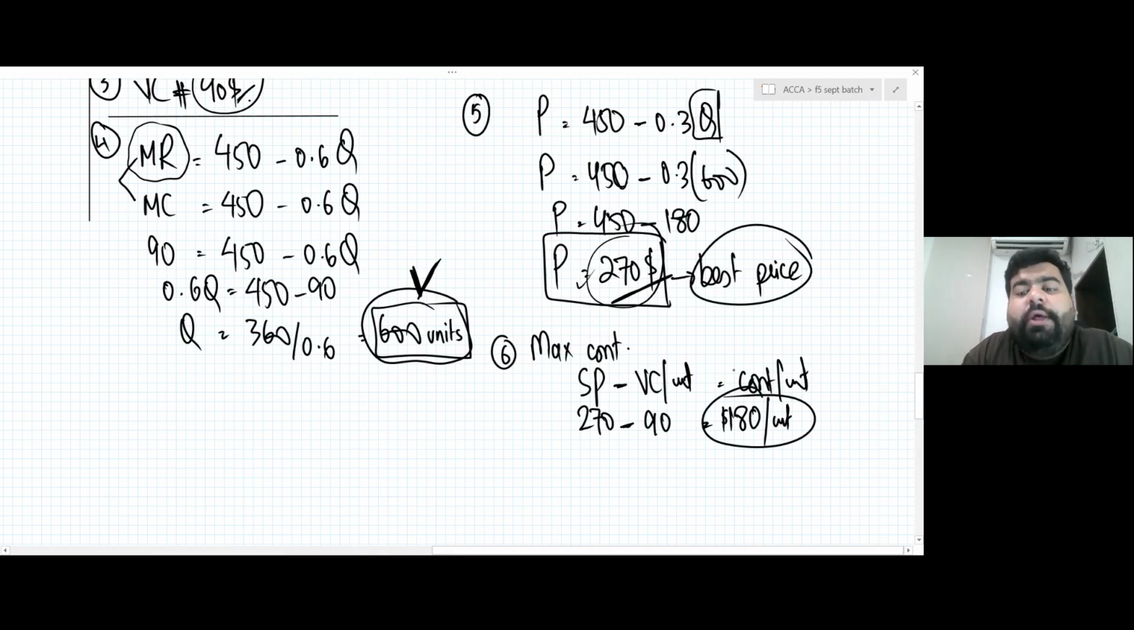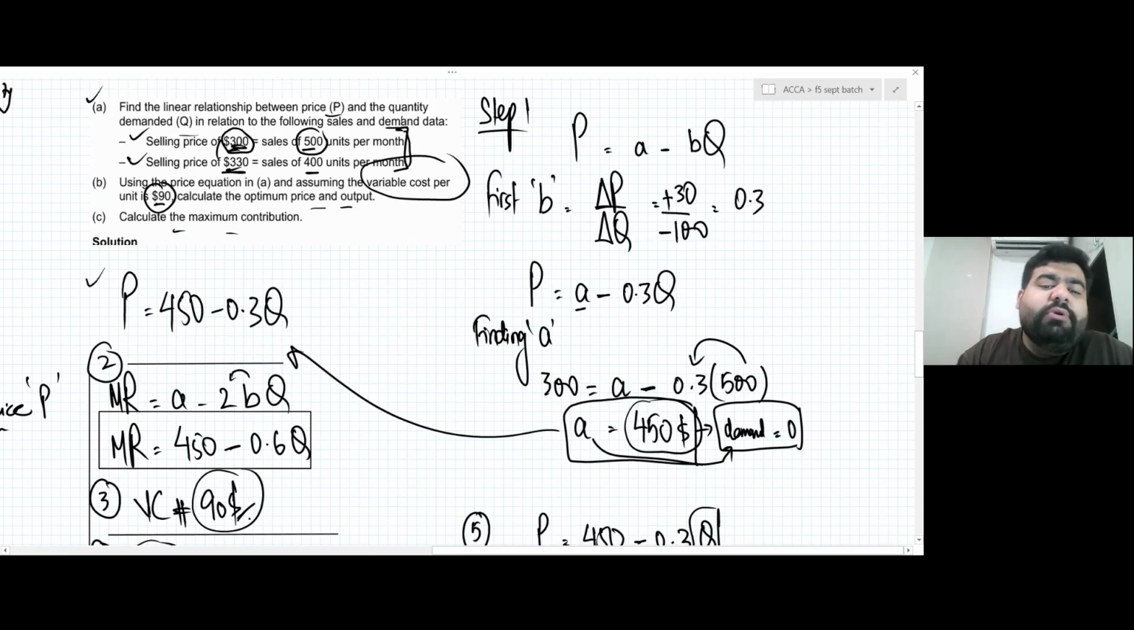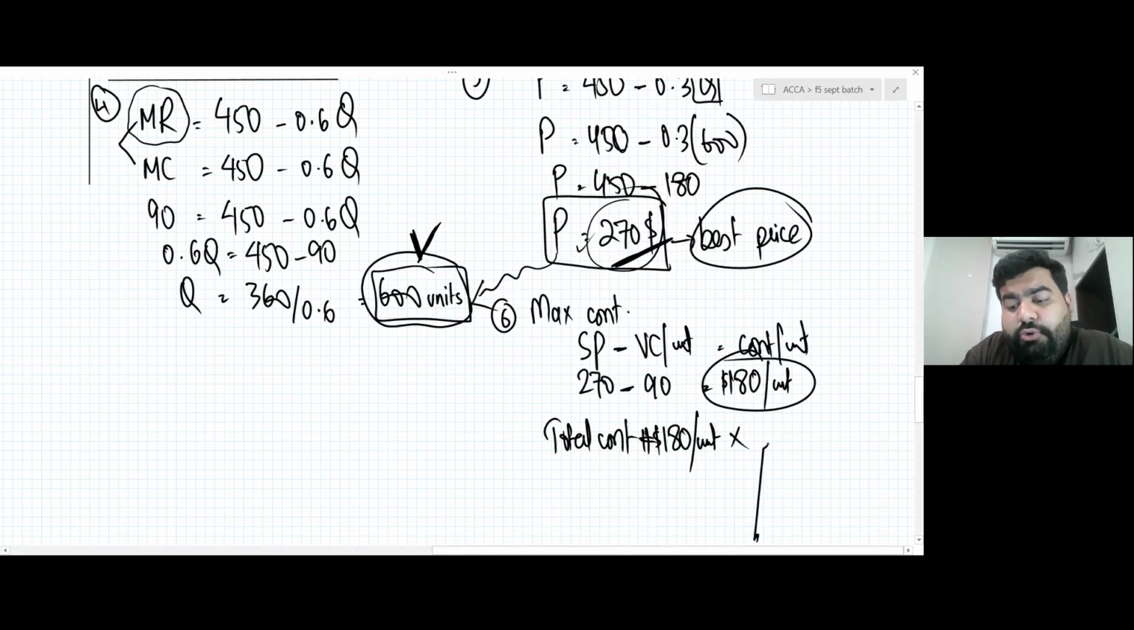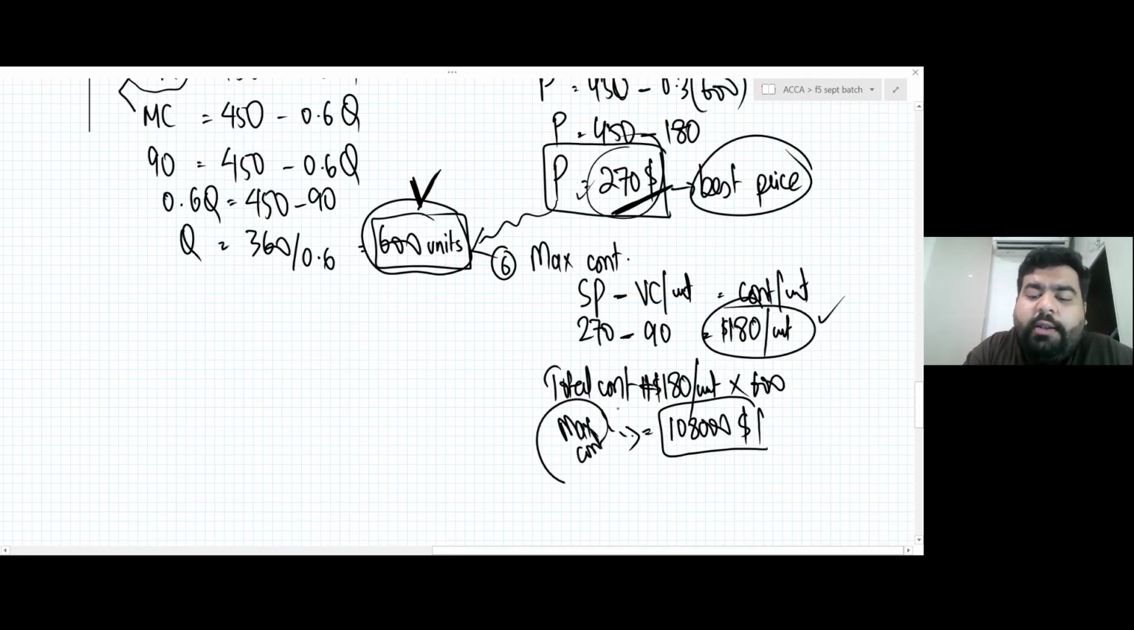Now if you want to calculate the total contribution, just multiply it with the quantity: the contribution per unit multiplied by how many units you are going to sell. When we equated the marginal revenue to marginal cost, we came to know that at 270, 600 units will be sold. According to the data, if you sell at 300, you can sell 500 units. At 330, your units fall lower to 400. But at 270, your units will be 600. So you can earn this contribution per unit when you sell 600 units. So 180 multiplied by 600 is $108,000. This is the total contribution, the maximum, optimum contribution you can earn in this case.